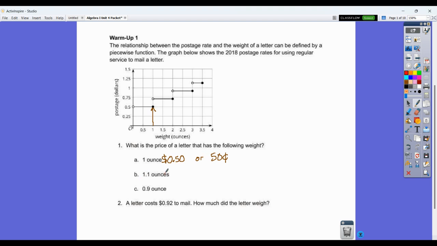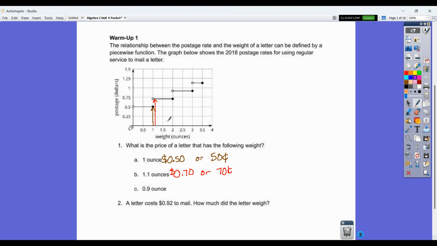Your second one, 1.1 ounces. So if I go just beyond 1 ounce and I come up here, my function, I'm not going to hit it until I get to that line. Now, we're not exact here. I'm going to say that's at about 0.7. I might be a little bit off, but I'm going to go with $0.70. Again, put the dollar sign in the front, or I can say 70 cents and put that cent sign in the back there. And the last one is 0.9 ounces.